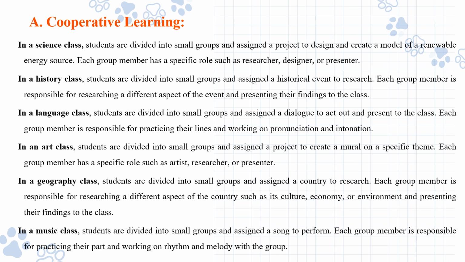In a geography class, students are divided into small groups and assigned a country to research. Each group member is responsible for researching a different aspect of the country, such as its culture, economy, or environment, and presenting their findings to the class. In a music class, students are divided into small groups and assigned a song to perform. Each group member is responsible for practicing their parts and working on rhythm and melody with the group.